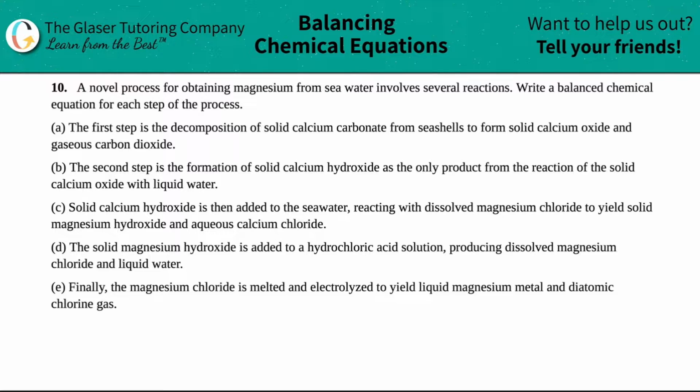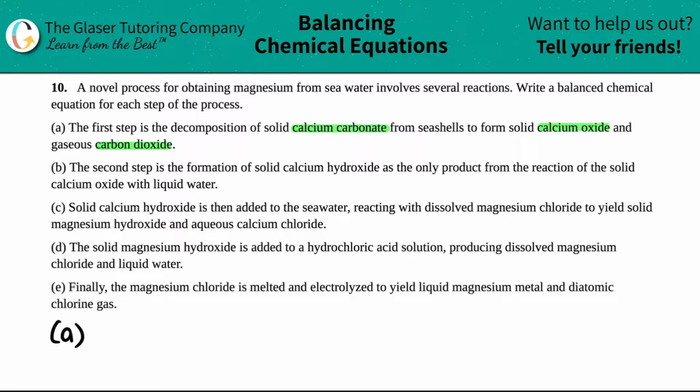Number 10. A novel process for obtaining magnesium from seawater involves several reactions. Write a balanced chemical equation for each step of the process. Okay, so for letter A, it said that the first step is the decomposition of solid calcium carbonate from seashells to form solid calcium oxide and gaseous carbon dioxide. Okie dokie. So I'm just going to say letter A over here.